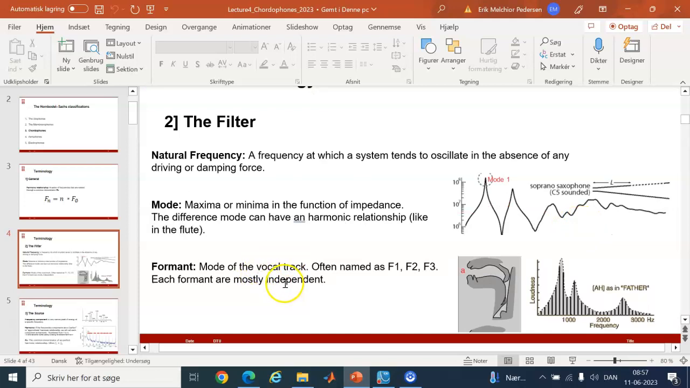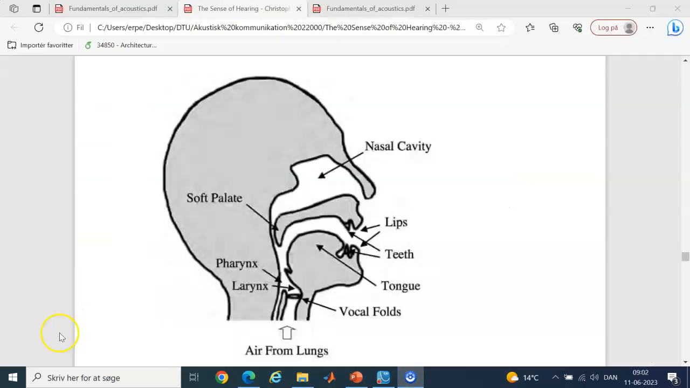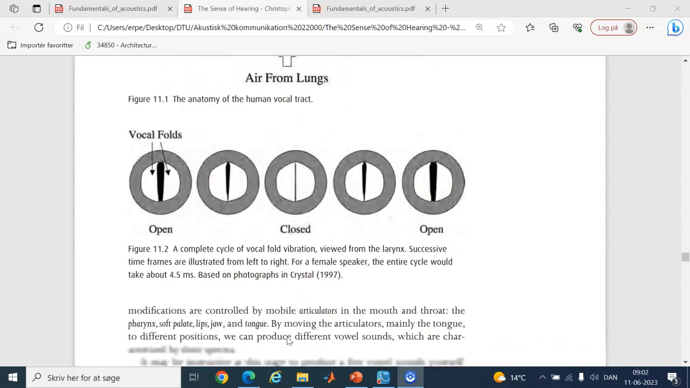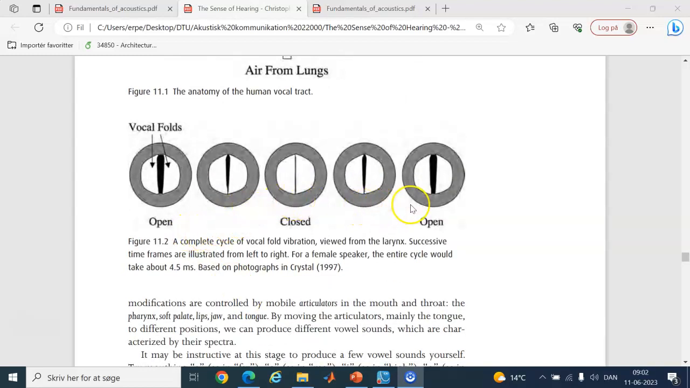Formant is different from the mode of the vocal tract, named F1, F2, F3. Each formant is mostly independent. So we have here loudness and frequencies, 1000 Hz, 2000 Hz as a minimum, and so on. A as in father. There's a figure here from Sense of Hearing by Plack, about these formants: the nasal cavity, soft palate, lips, teeth, tongue, vocal folds, and larynx, and here air from lungs, and the vocal folds open, closed, open, and so on.